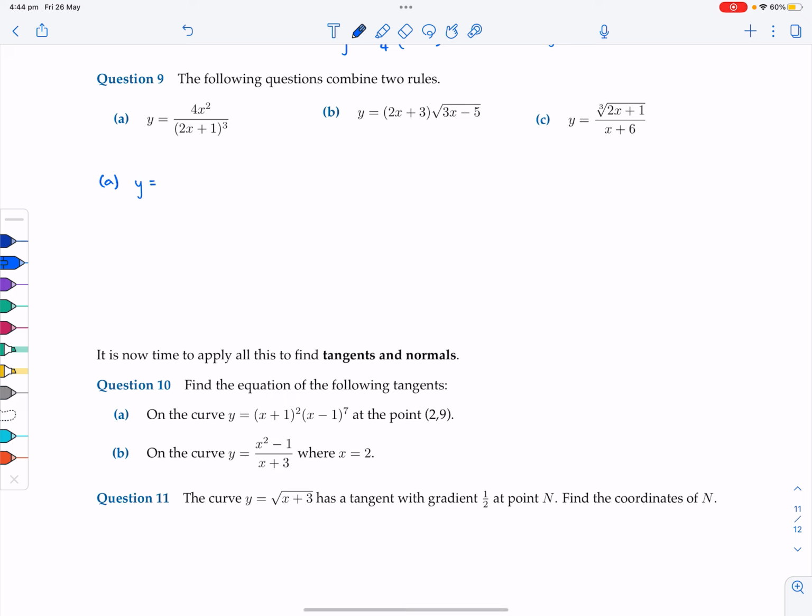So y equals u over v. Right, we've got u equals 4x squared, v equals 2x plus 1 cubed. Right, u dash is 8x, v dash, so careful here, we've got 3 lots of 2x plus 1 squared times the derivative of the inside. So we'll end up with 6 lots of 2x plus 1 squared. Our derivative, y dash, is VU dash minus UV dash over v squared.